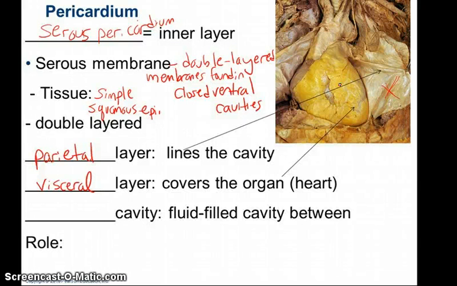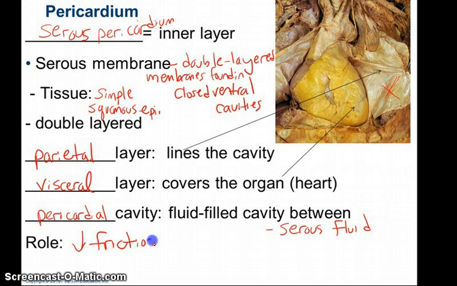In between the two is the pericardial cavity, and that's filled with a fluid called serous fluid. So the purpose of serous fluid is to reduce friction between the two layers of the serous membranes. So it reduces friction between the parietal and visceral layers so that the heart can beat in a friction-free environment.